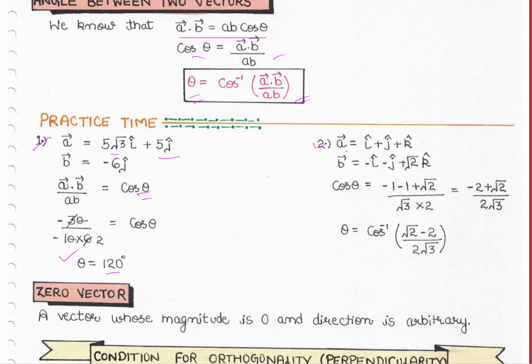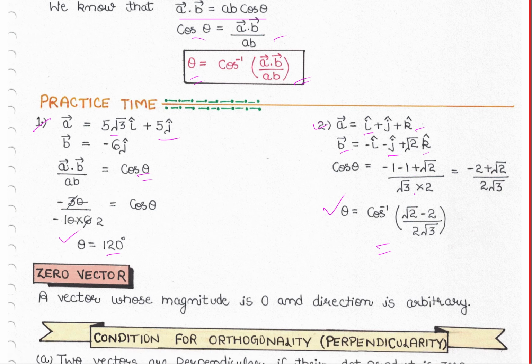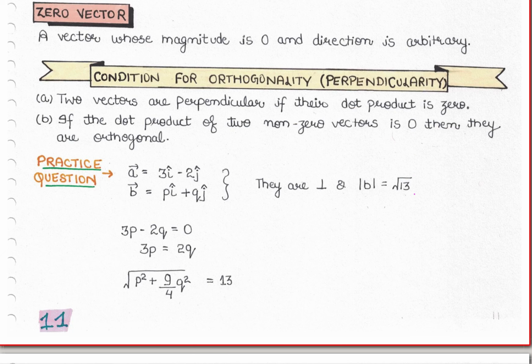Second example, if a is equal to I cap plus j cap plus k cap, and b is equal to minus I cap minus j cap plus square root of 2 k cap. Now using this we can find theta is equal to this. Now what is zero vector? A vector whose magnitude is 0 and direction is arbitrary. We can call this type of vector a zero vector.